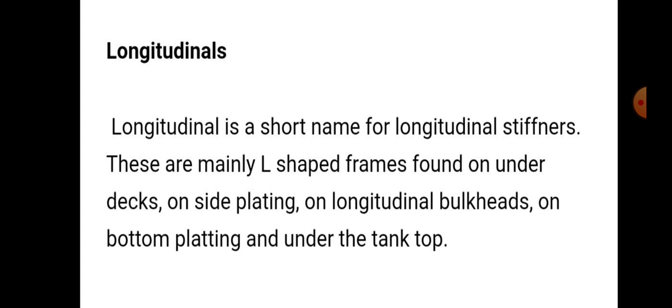Longitudinal, in the short name, we can say longitudinal or longitudinal stiffener. These are mainly L-shaped frames found under decks, on side plating, on longitudinal bulkheads, or on bottom plating under the tank tops.